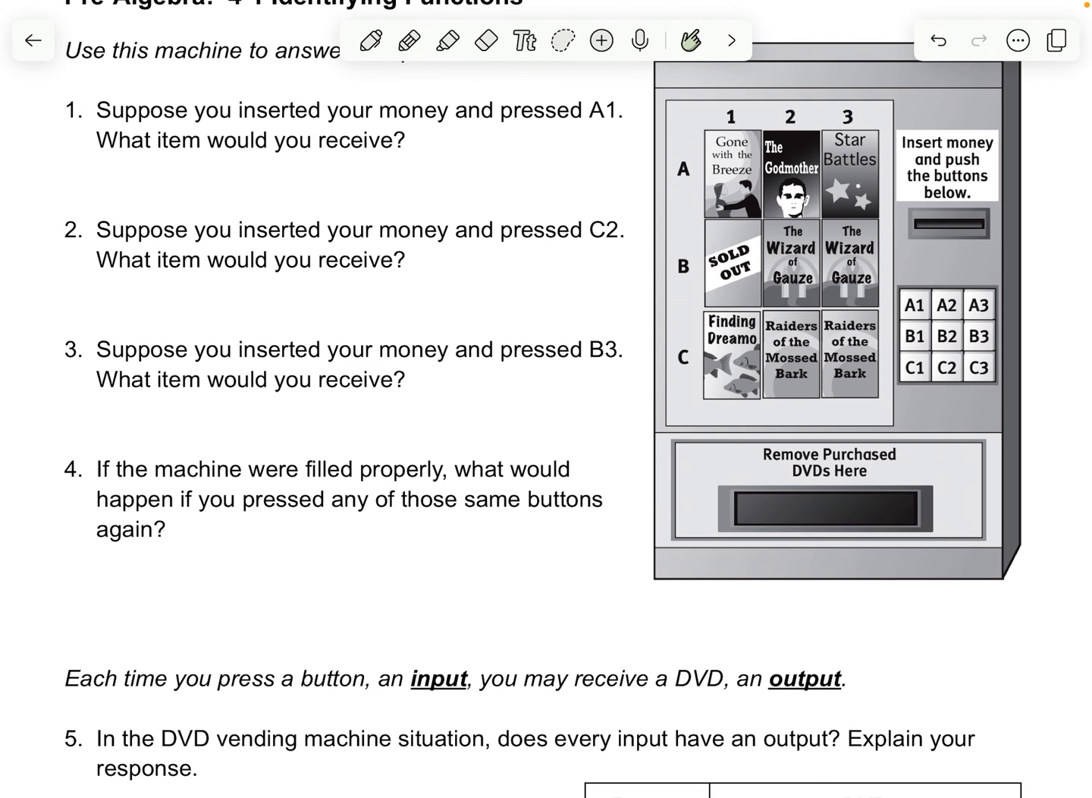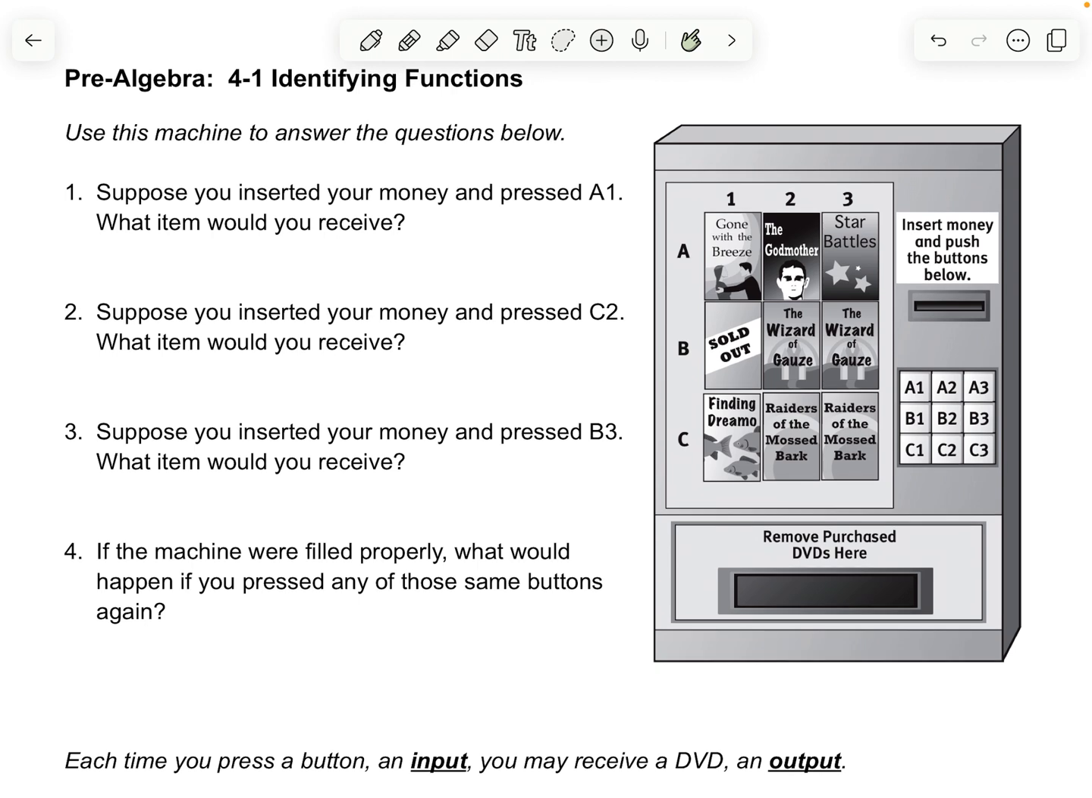For question number 1, it says, suppose you inserted your money and pressed A1. What item would you receive? Over here to the right, we have a vending machine. If I look at the first row for letter A and go to the right 1, it looks like I have picked the movie Gone with the Breeze. So I'm going to write for number 1, Gone with the Breeze.